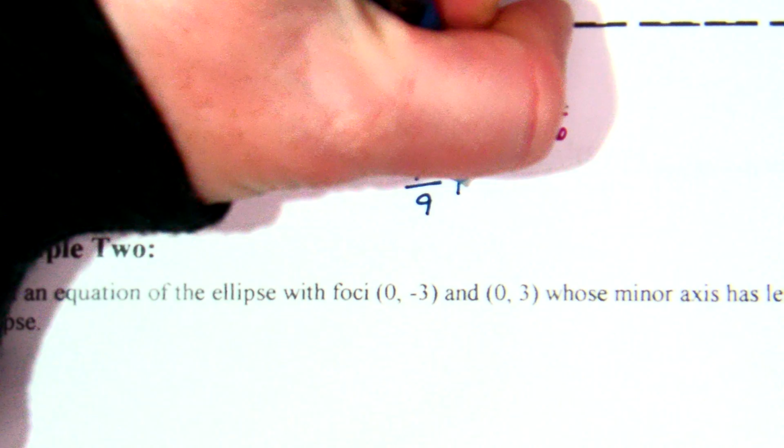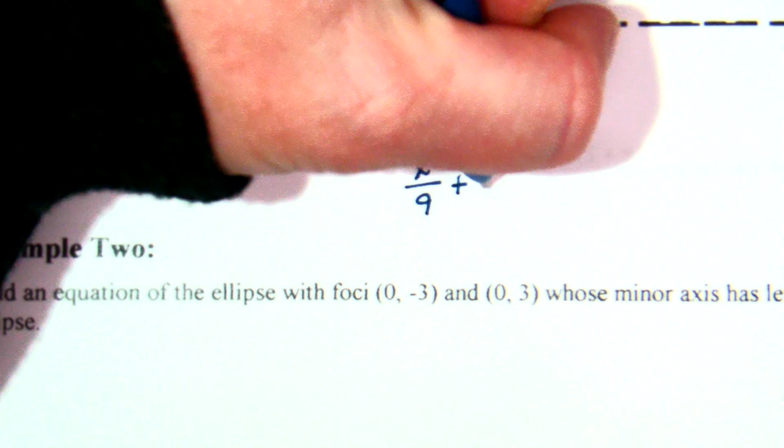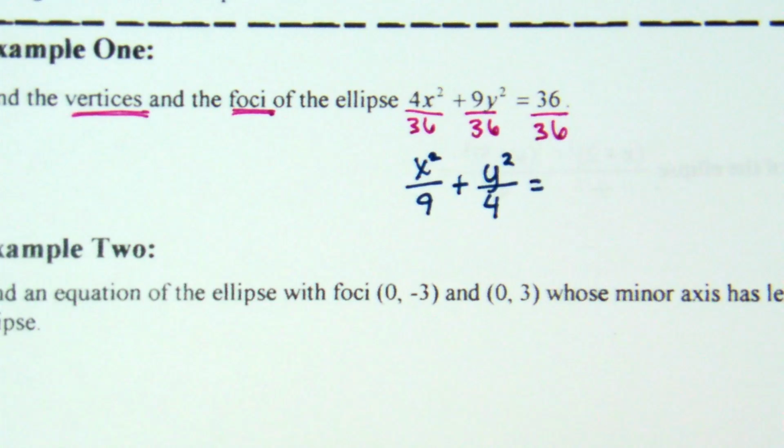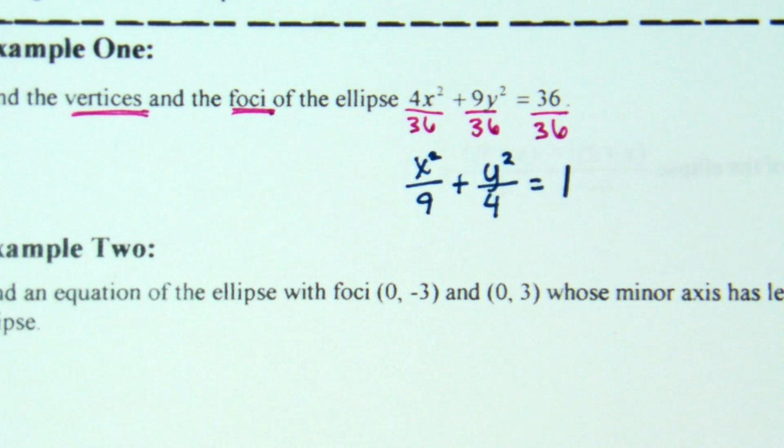Plus, what do you know about 9 over 36? Reduces to 1/4. And so if this is 1y squared over 4, I can write it as y squared over 4 equals 1. Okay. Now, are we looking more like standard form?